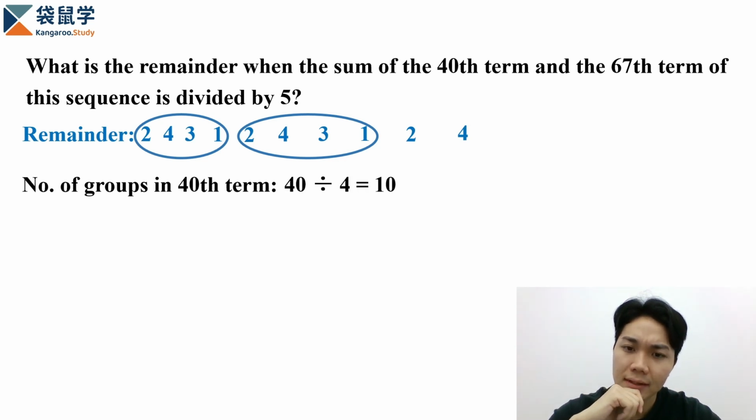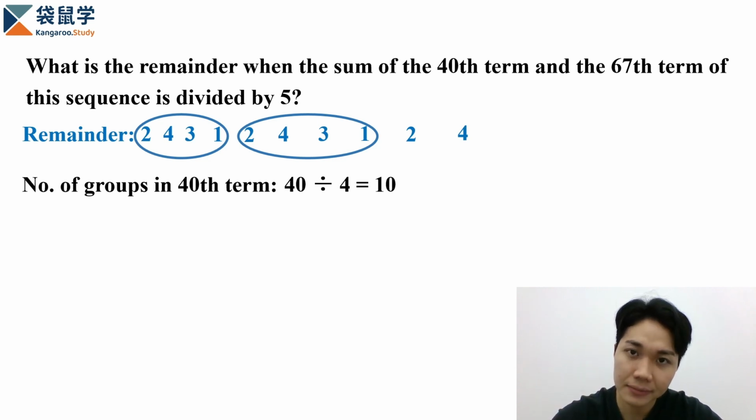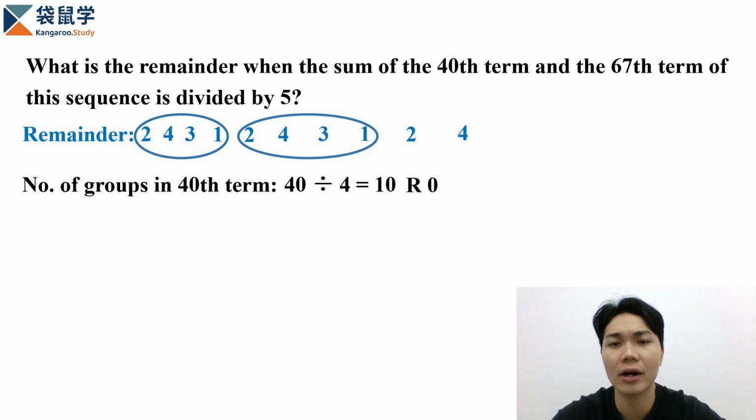This 10, how can you use it to find the remainder? Is it useful? Not really, right? All this tells us is there are 10 groups of this pattern. But are there any leftovers? No, right? There are 10 full groups, which means that 40 divided by 4, we get 10 and it's a remainder of 0. This remainder 0 tells us that there are full groups of 4, which means that the 40th term will be in the last digit of one of the group, right? And the last remainder will be 1.